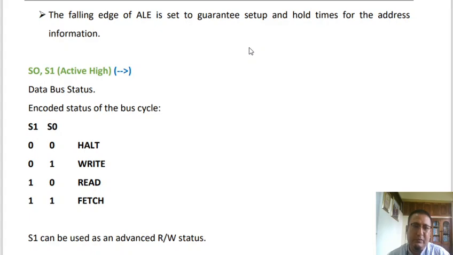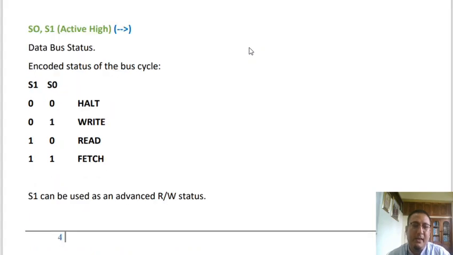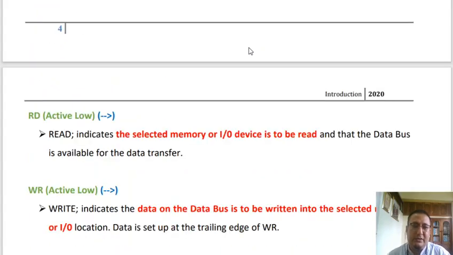So it is capable of representing the data bus status and what kind of operation we are performing, whether we are performing a read operation, a write operation, or a fetch operation. Correspondingly, we need to look into the values of S1 and S0, right? Now the next signal that we're going to discuss is read. Read is an active low signal. It's a barred signal.